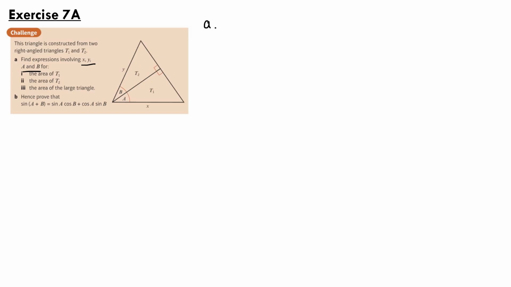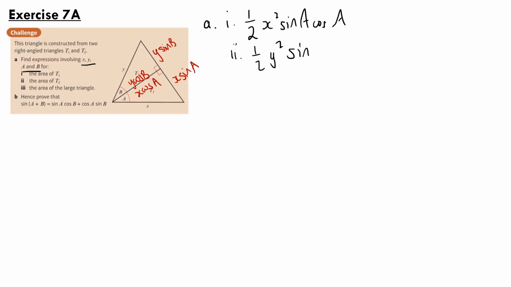So here this side length will be y sine b because it's opposite the angle b, and this one therefore y cos b. And very similarly down for T1 we've got x sine a and x cos a. So the area of T1 then is going to be a half times the base times the height, so half x squared sine a cos a. And then for part 2, for T2 it's going to be a half y squared sine b cos b.